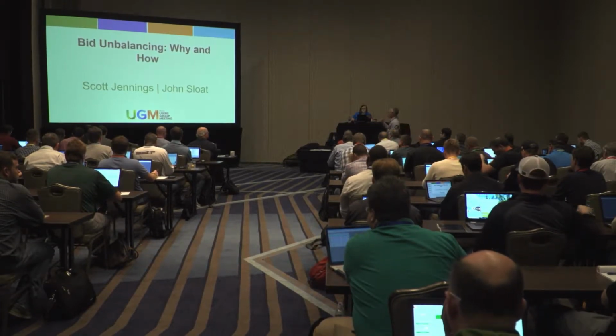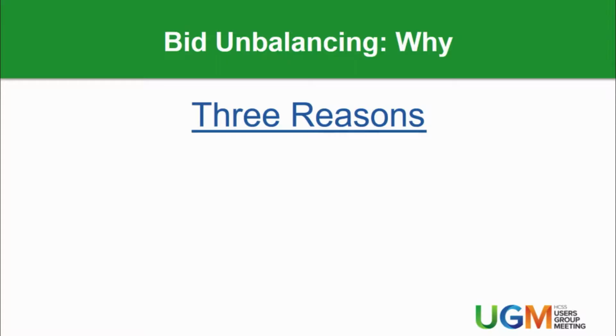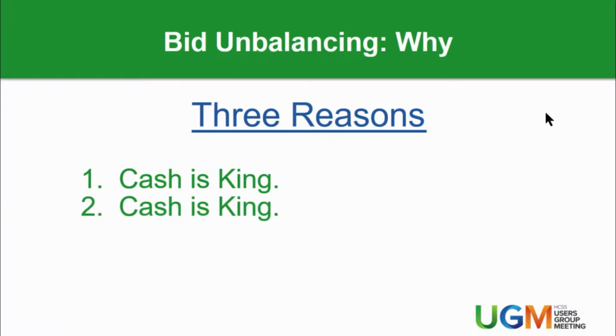So let's go to the next slide, please. So bid unbalancing. Why do we do it? The first reason is cash is king, right? None of us are in this business to do it for free. And to the extent we can get cash from the owner as soon as possible, that is the goal. The second reason, same as the first. It's all about cash. You've all heard the expression, before you run out of cash and it's game over.